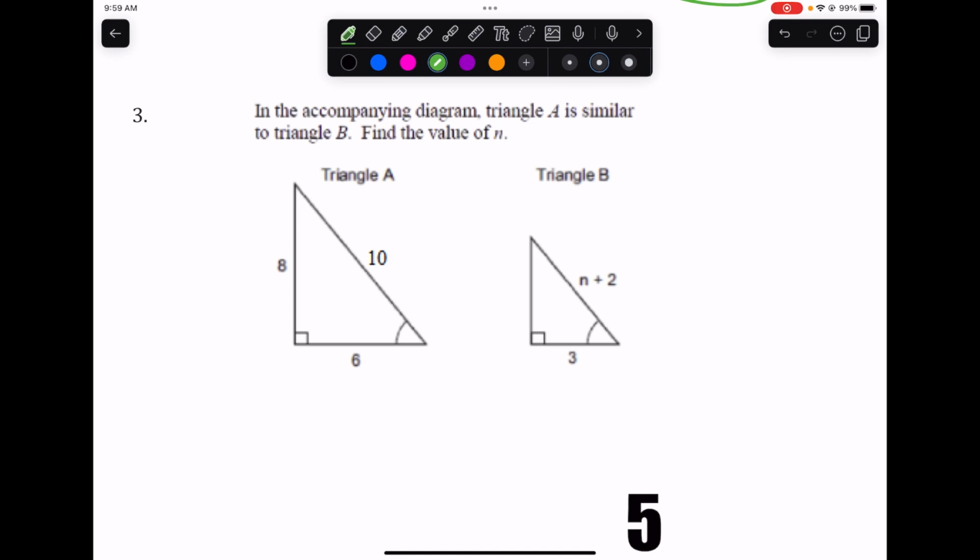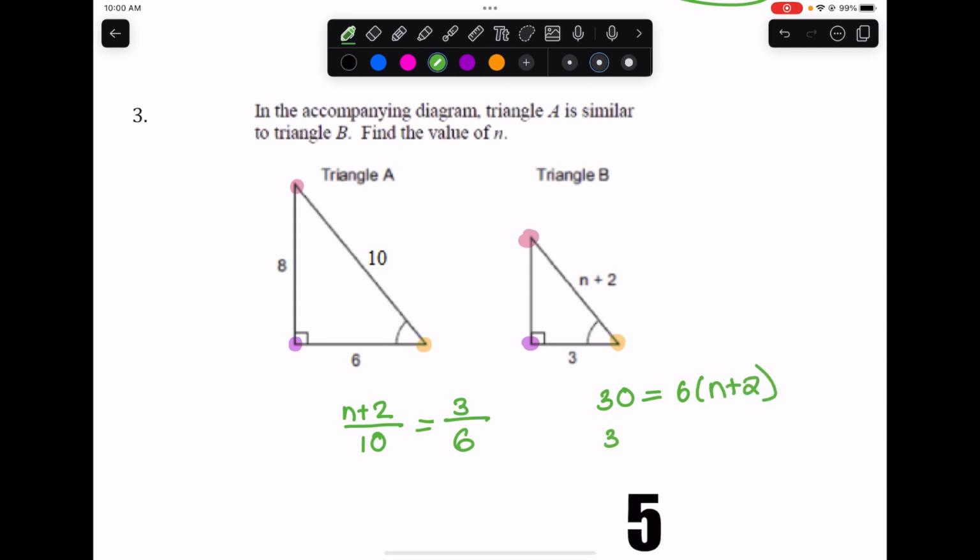So again, we're now looking for the value of n. Triangle A is similar to triangle B. They didn't give us the breakdown of the letters, but if we look at the matching angles that they did label, that will let me highlight to make sure that my proportion is correct when I'm setting it up. If I want to know n plus 2, that will correspond to 10. I'm given 3, which corresponds to 6. So we cross multiply. 30 is equal to 6 times n plus 2, which is 30 is equal to 6n plus 12.